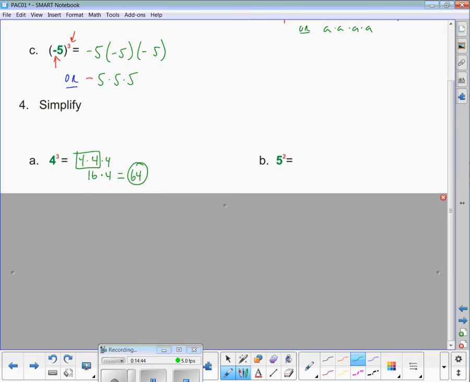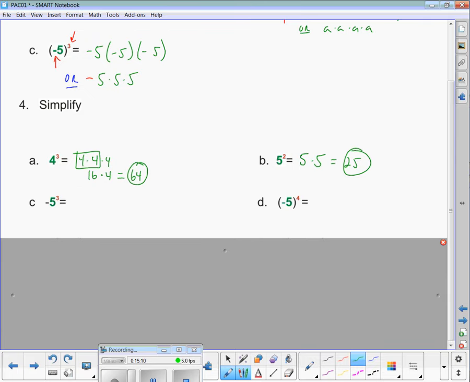B's pretty easy, right? What's a 5 squared? A lot of you know that in your head at this point, and that's good. You should know something like that in your head. But again, we're going to expand it. 5 times 5. And in this situation, because we just have two numbers, we can write what it equals, and that's 25, right? 5 times 5 is 25.